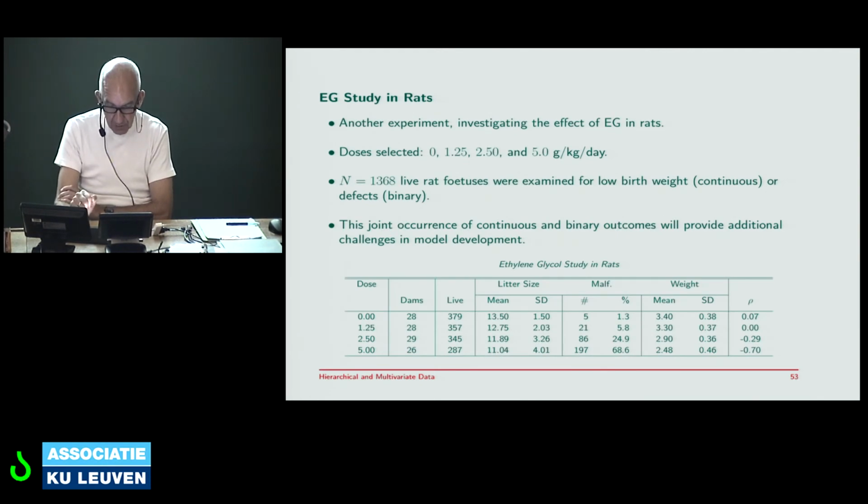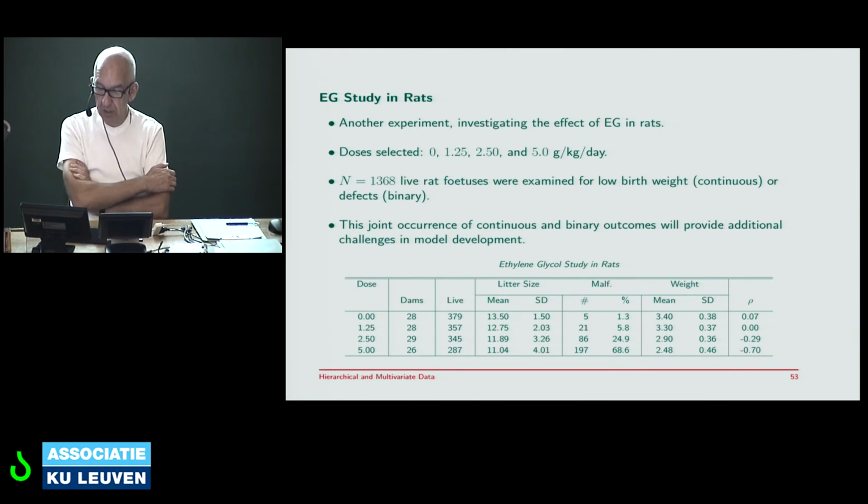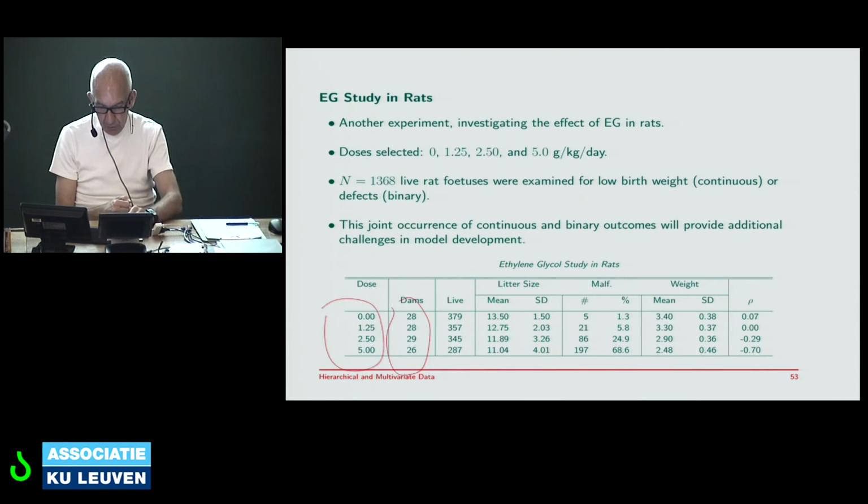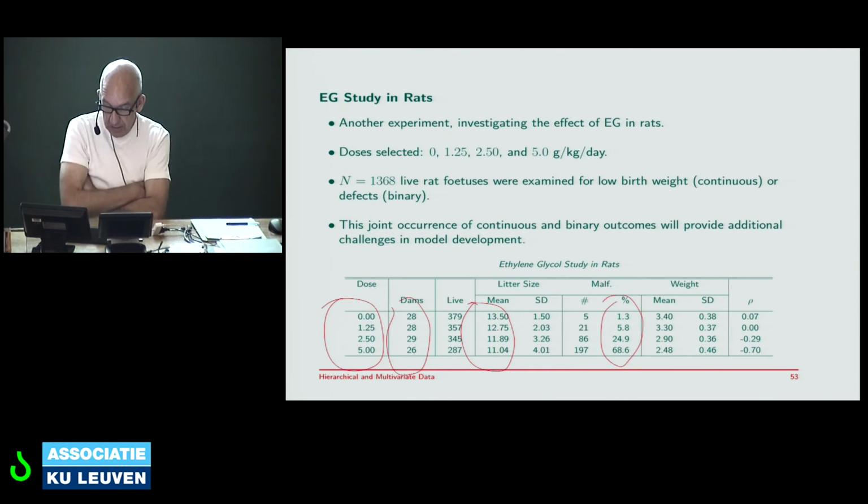Just for the sake of information, there is also a study in rats where we have doses in terms of gram per kilogram per day. We don't talk about milligram right now, but rather grams. And then we have a very similar experiment with a number of dams for each one of those groups, going from the lowest dose to the highest dose. And also here you see the litter size coming down, and you see malformation rates that are relatively similar to the one we had in ethylene glycol in mice, but it's not necessary. There's no reason why it should be exactly the same.